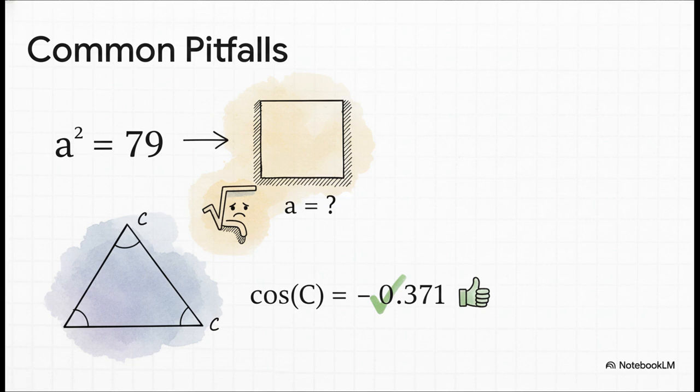It's such an easy mistake to make. The second one is freaking out when the cosine comes out negative. It's not wrong. It's your calculator telling you that you're looking for an angle bigger than 90 degrees. Just trust the process.